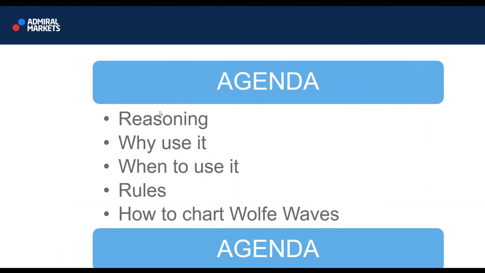So today's agenda will be reasoning, why use it, when to use it, rules for charting strict Wolfe waves and for charting non-strict Wolfe waves, and I will show you how to chart it. Although I use the indicator that charts Wolfe waves automatically for me, unfortunately this indicator is not in my property. There are also some free indicators that can chart Wolfe waves. You can Google for it, but this one was specially coded, and I have tested it, so I will show you later. The thing is that it respects the rules of Wolfe waves.